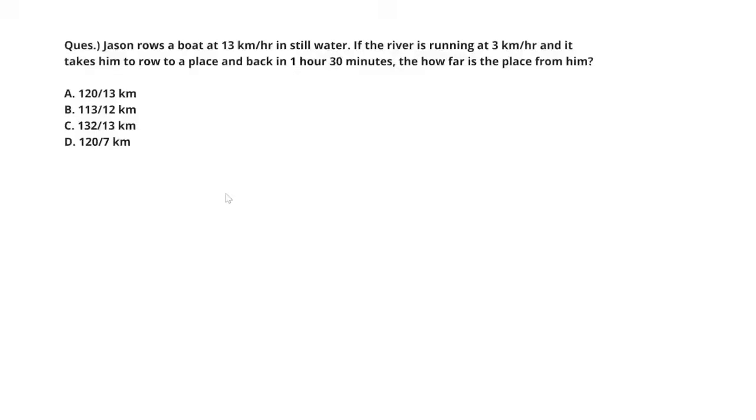So let's look at this question. How can we solve this? The question is, Jason rows a boat at 13 km/h in still water. If the river is running at 3 km/h and it takes him 1 hour 30 minutes to row to a place and back, how far is the place from him? The options are 120 by 13 km, 113 by 12 km, 132 by 13 km, and 120 by 7 kilometers. Let's see how we can solve this question.